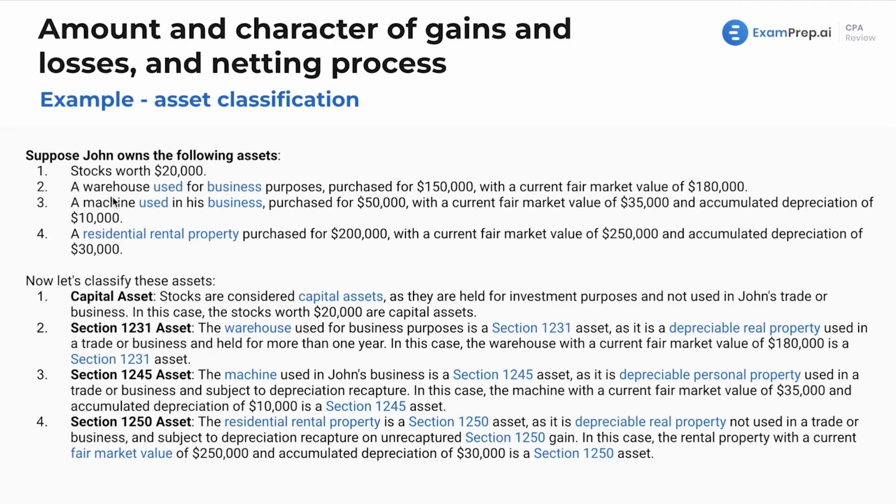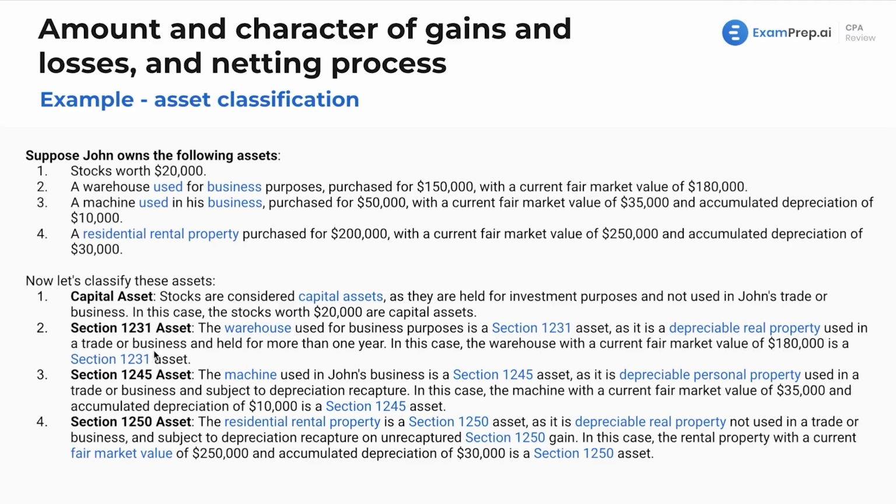Moving on, next, we've got a warehouse used for business purposes, purchased for $150 with a current fair market value of $180. Now we're going to see that this is a Section 1231 asset. The warehouse used for business purposes is a 1231 asset, as it is depreciable real property used in a trade or business and presumably held for more than 1 year. It would have to be held for more than 1 year. In this case, the warehouse with a current fair market value of $180,000 would most properly be a 1231 asset.